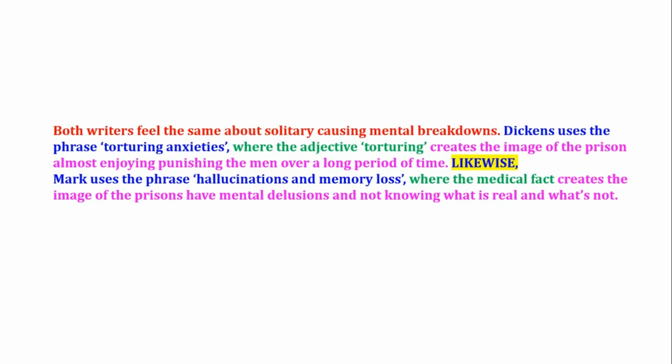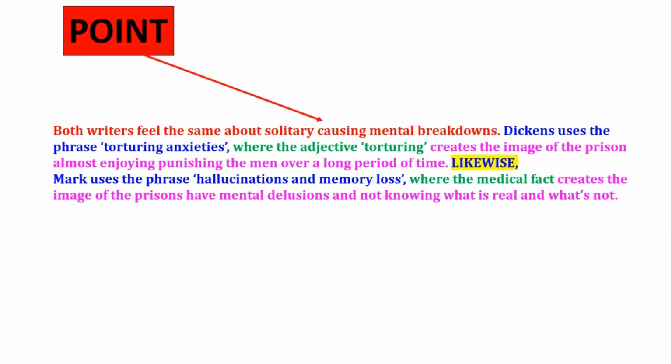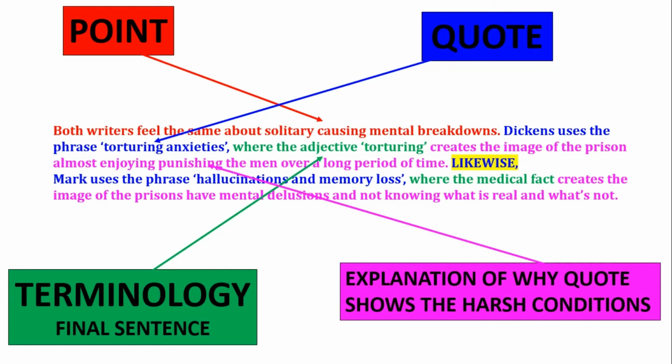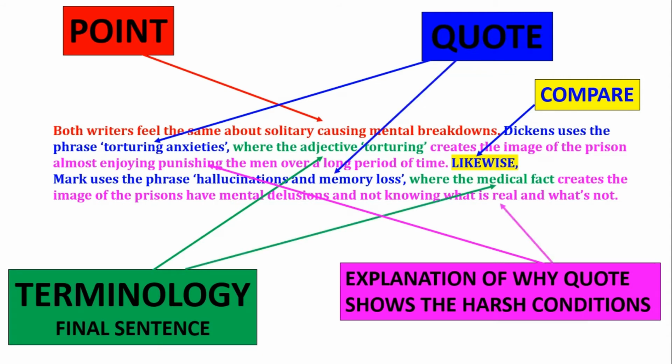So if we look a little bit more at how that's been structured, I've got my point: both writers say that being on their own causes mental breakdowns. Then I've got my quote from text 1. Then I've explained why I've used that quote. Then I've got my comparative word, my adverbial, likewise, and then I've done the same for text 2. So pause if you need to.